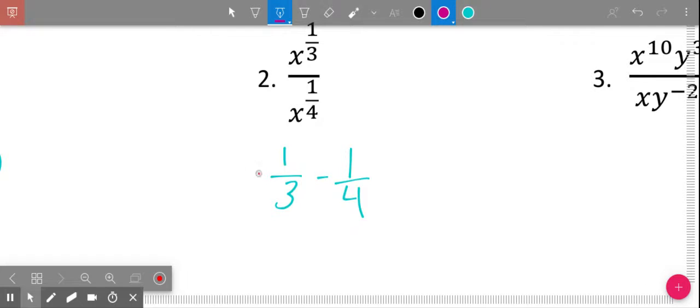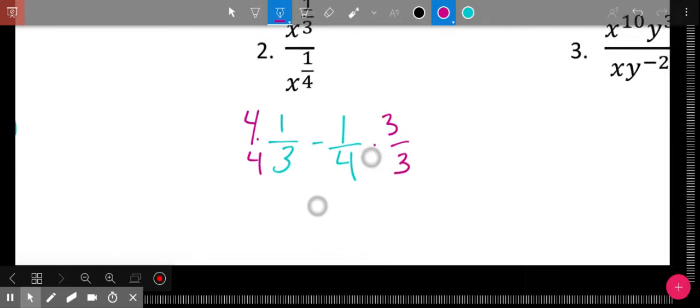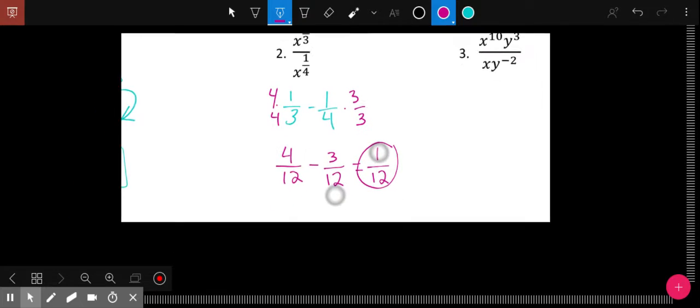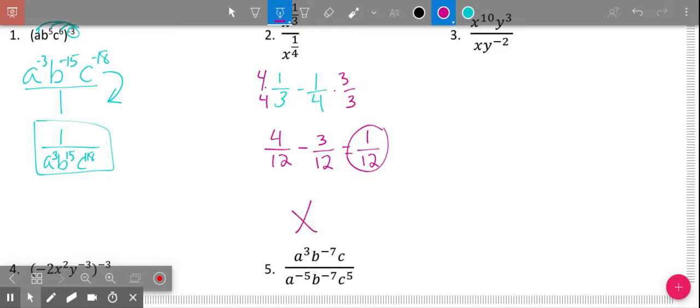So we need to make sure they have common denominators first before we subtract. So to do that, I'm going to multiply this side by a 4, and this side by a 3. When I do that, 4 times 1 will give me 4 over 4 times 3 gives me 12. Minus 1 times 3 gives me 3 over 4 times 3 gives me 12. Notice now I have common denominators, so I can just subtract across. 4 minus 3 gives me 1 over 12. So that's going to be my new exponent. So my final answer will be x to the 1/12.